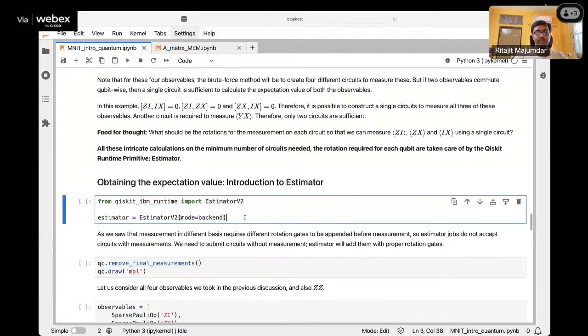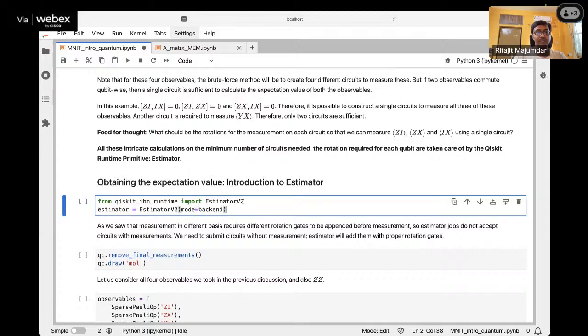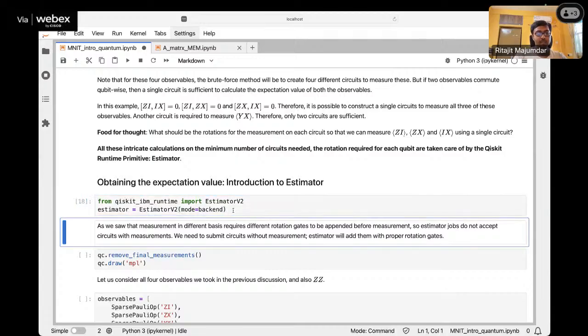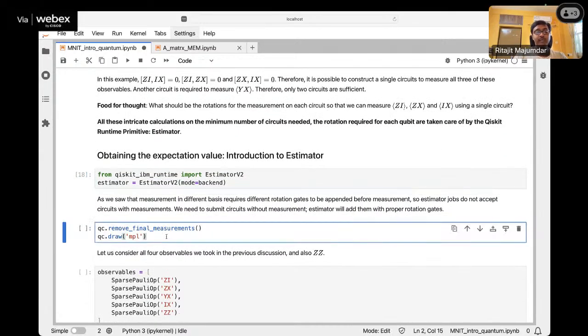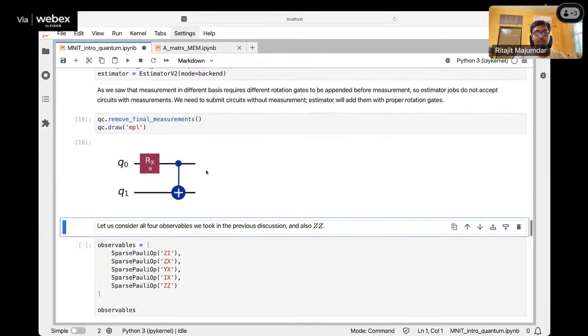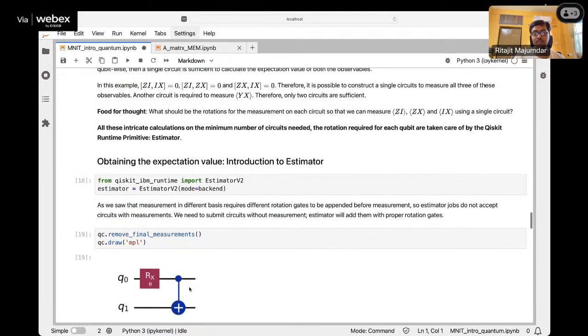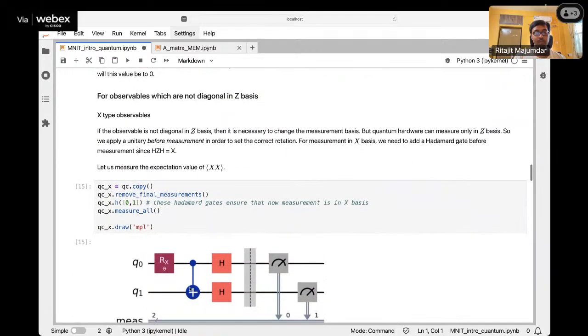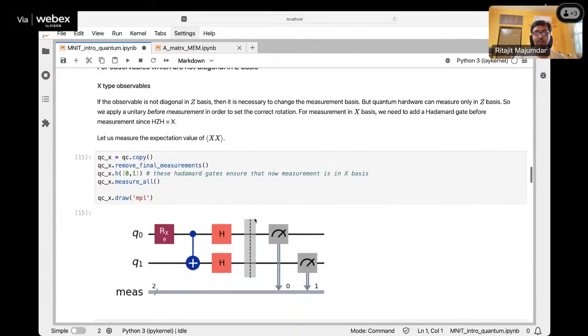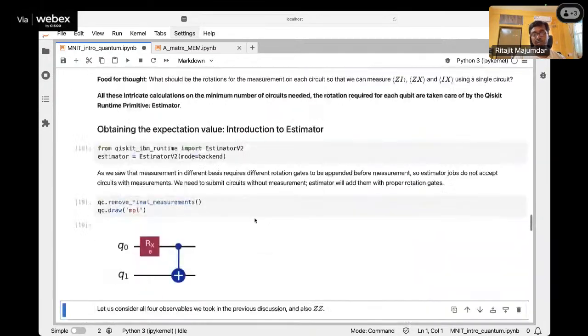So let's do this with estimator. For that, just like sampler, we import EstimatorV2 from Qiskit IBM Runtime, and I just pass in mode equal to backend. For estimator, we don't give the final measurement. Why not? Because estimator will decide how many circuits are required and which rotation is required on which circuit. So I just pass in this circuit. Estimator will prepare copies of it, just like I prepared a copy here manually. I applied a Hadamard gate. These things estimator will take care of.